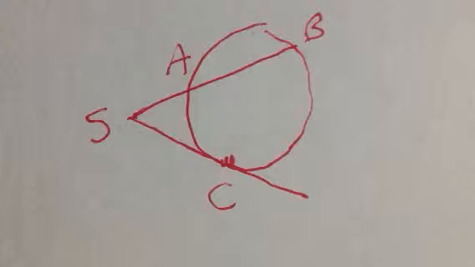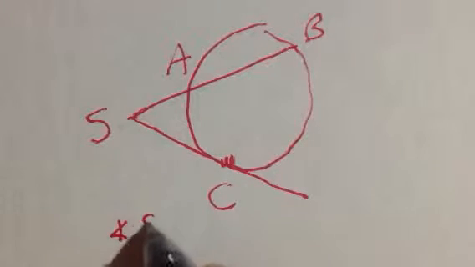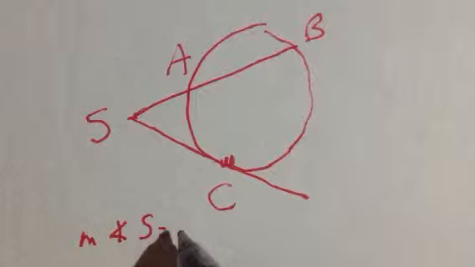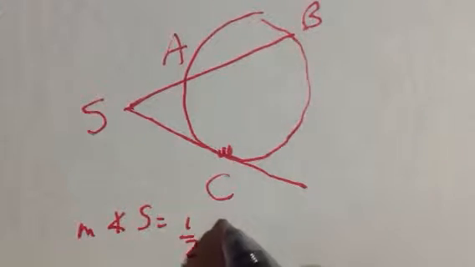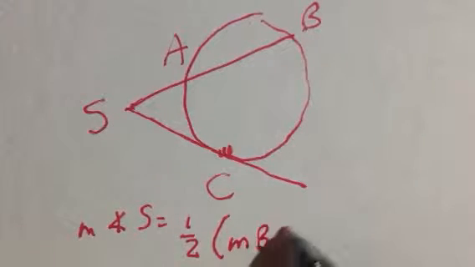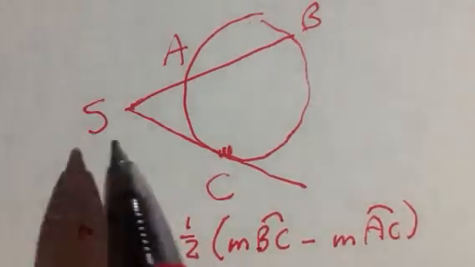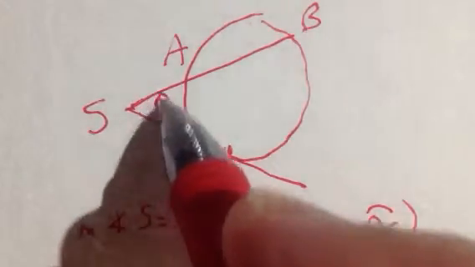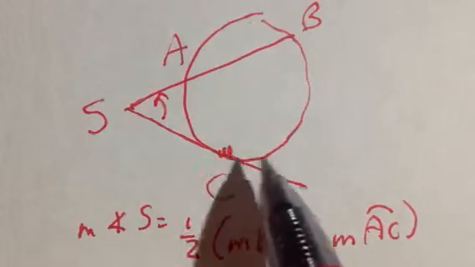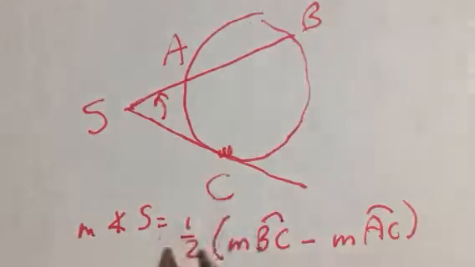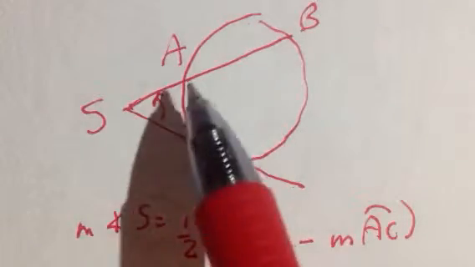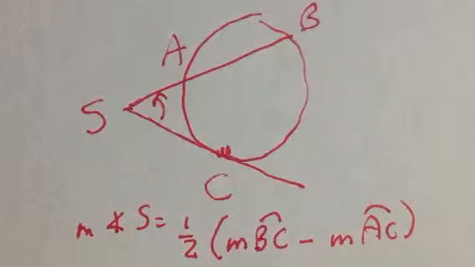then the theorem tells us that angle S, or the measure of angle S, is equal to 1/2 times the measure of arc BC minus the measure of arc AC. In other words, the measure of this external angle is 1/2 this arc minus this arc. Okay, so let's try to approach how we might prove a theorem such as this.